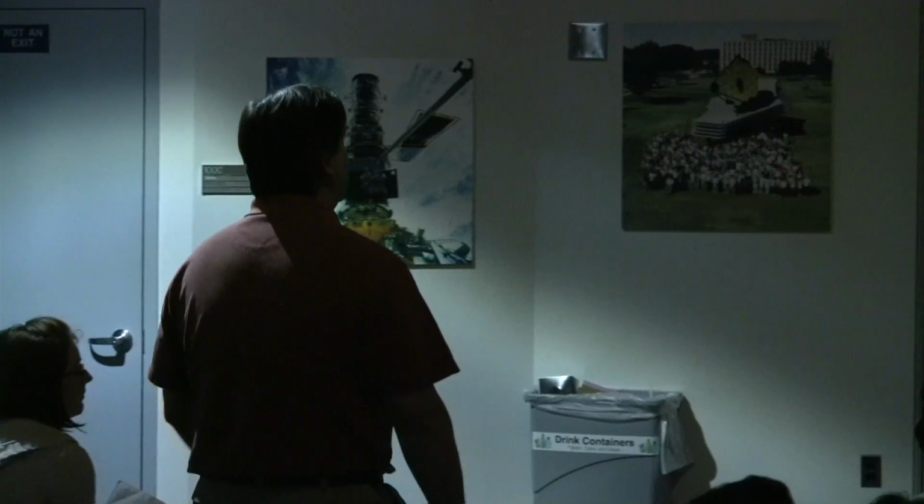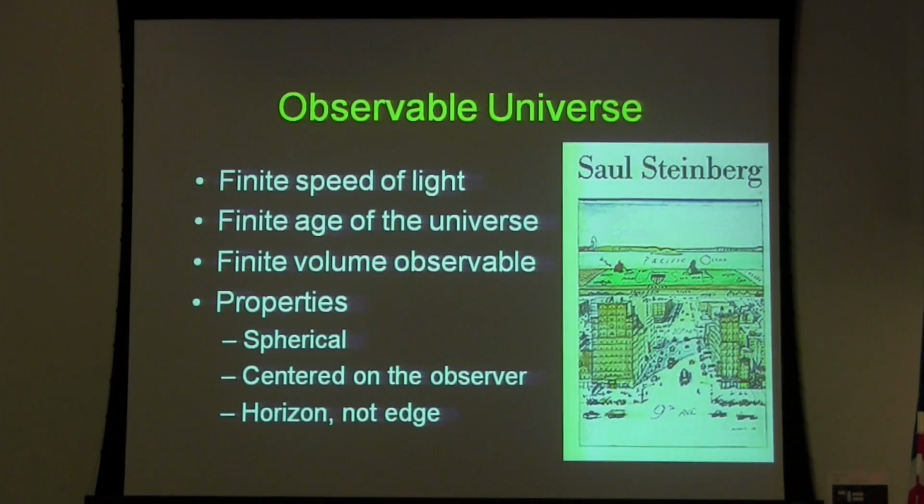Here is a drawing. Oh, sorry, I've got to introduce the concept which gives us a finite universe. A finite observable universe. Now notice I use the phrase observable universe. It's very important. The whole universe may be infinite. Okay? Space may go on forever. But the part we can see is finite, because there is a finite speed of light and there is a finite age of the universe, which means there's a finite volume that we can observe.